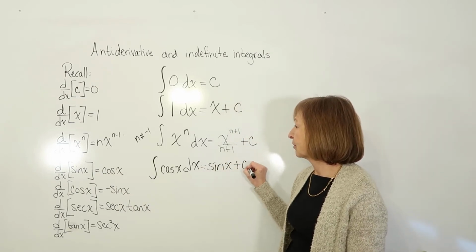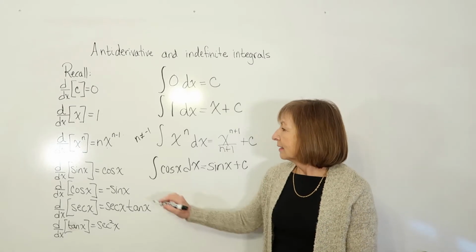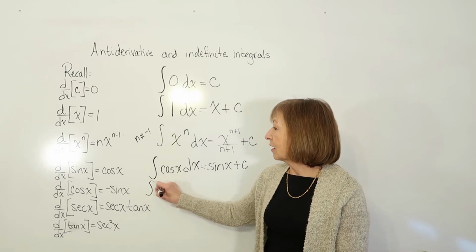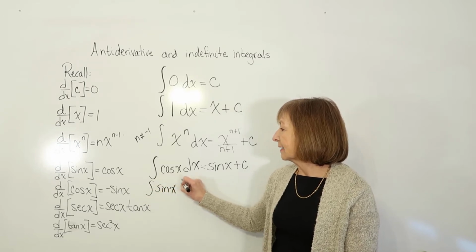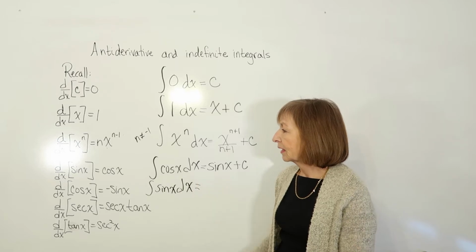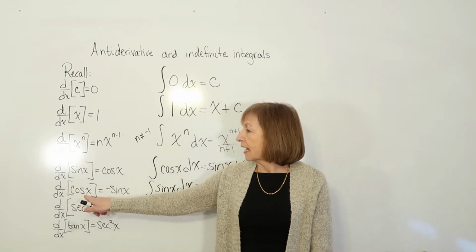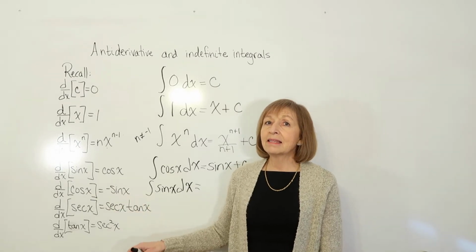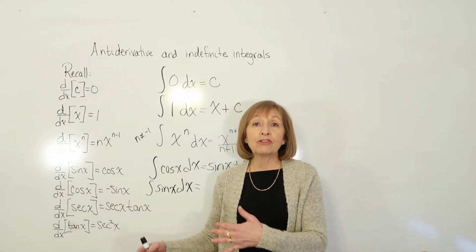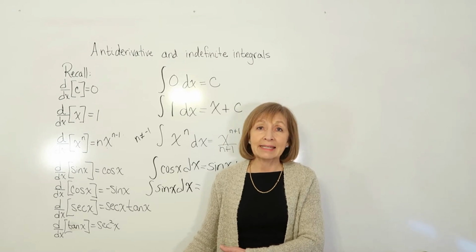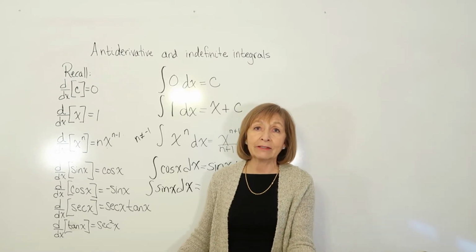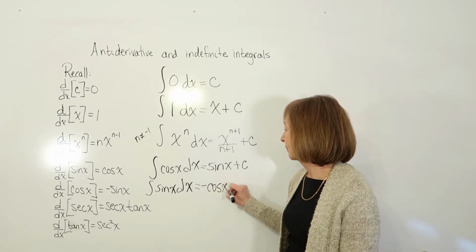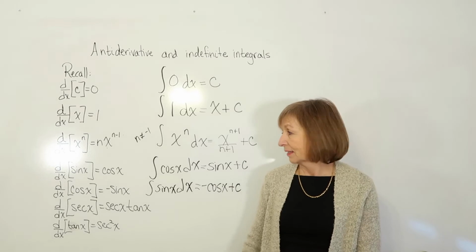And again, remember your constant c. Now this next one would be if I have the integral of sine x dx. Well, if the derivative of cosine x is negative sine x, then the function that would have just regular sine x as its derivative would be negative cosine x, and then plus my constant term.